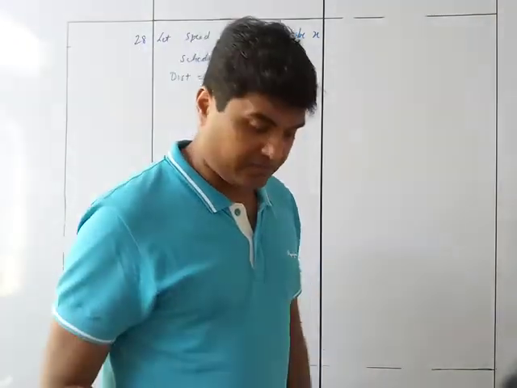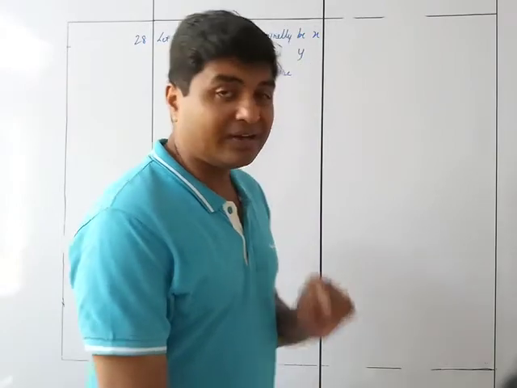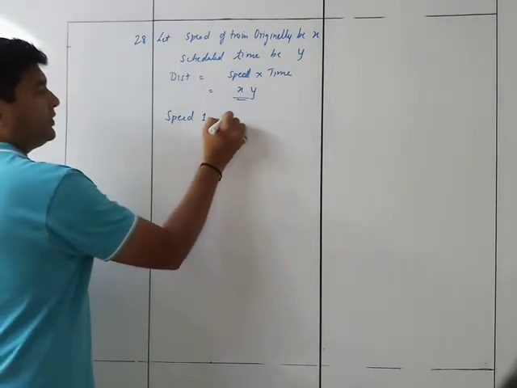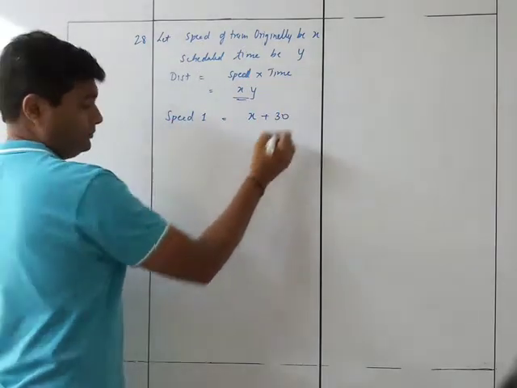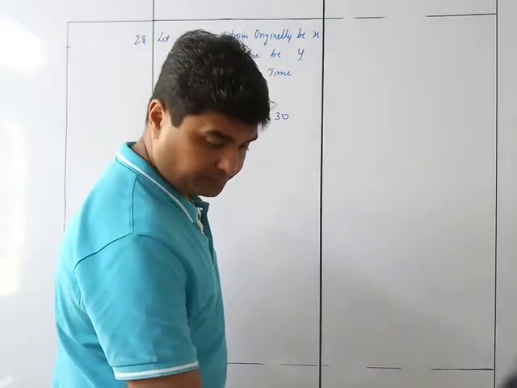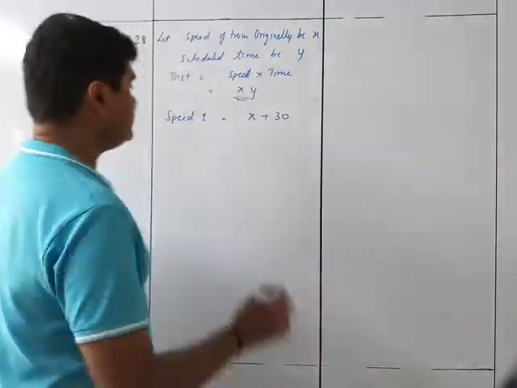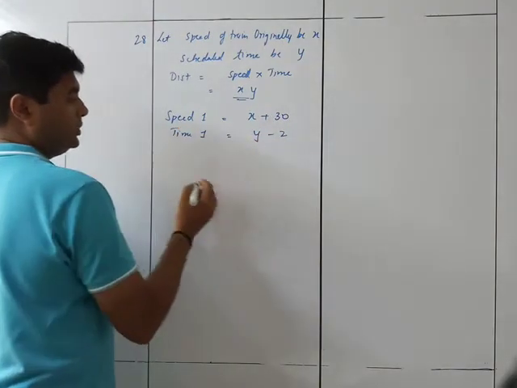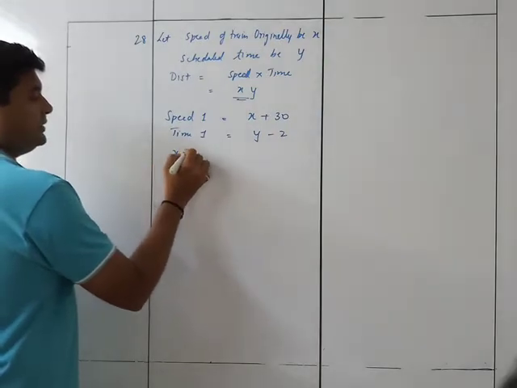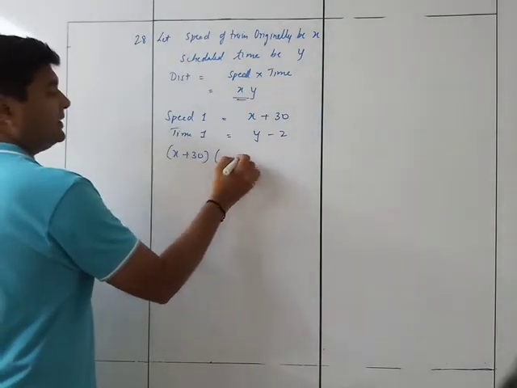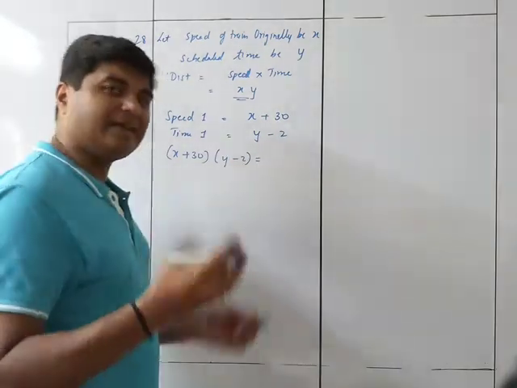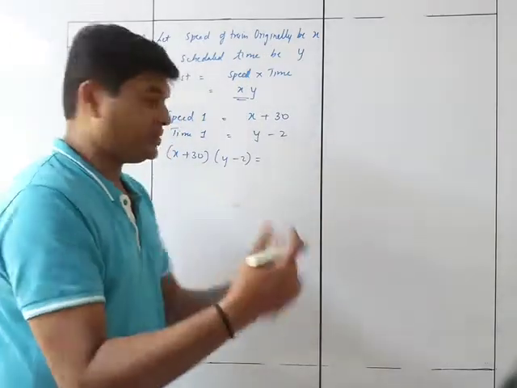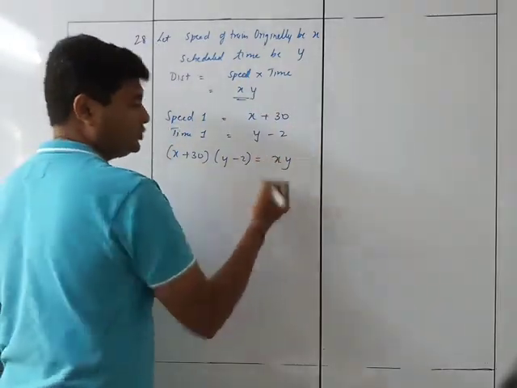Now let's see what are the conditions given to us. The first condition is that if the train was 30 kilometers faster, speed 1 is equal to x plus 30. It would have taken 2 hours less, so time 1 will be equal to y minus 2. So accordingly, what will be the distance? x plus 30 into y minus 2. Is the distance going to change? No, because the distance is the same. If they are traveling from one point to another point, that is not changing. Only the time and the speed are changing. So it is going to be the same as earlier, xy.